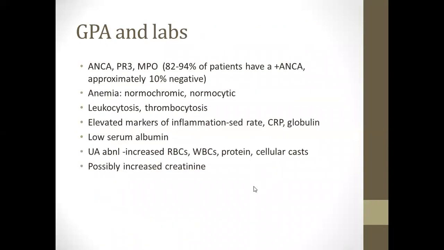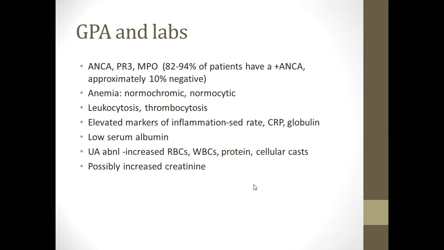So our labs, we're going to check ANCAs, PR3, MPO. 80 to 90% are positive ANCA. About 10% are negative. You can be negative with GPA, but that's unlikely. It's more common for the limited disease to be negative rather than the systemic.